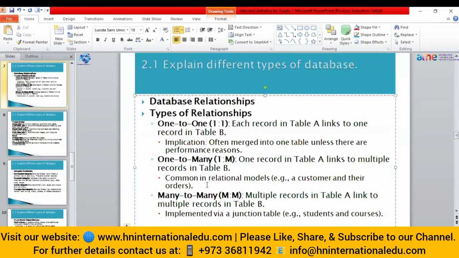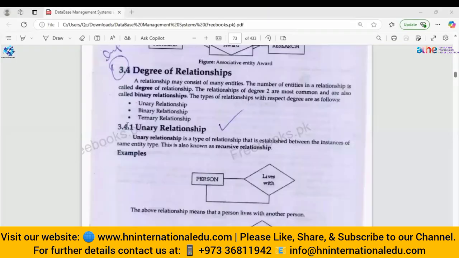Now we have different types of relations. In a relational database, I told you that one table is connected with another table through different relations. So we have one-to-one, one-to-many and many-to-many. We have three types of relationships in a relational database. The first one is the unary relationship, the second one is the binary, and the third one is the ternary relationship.